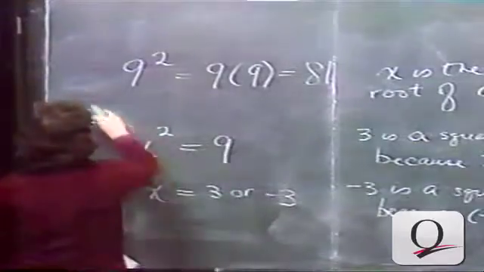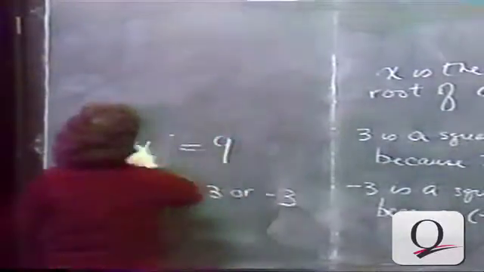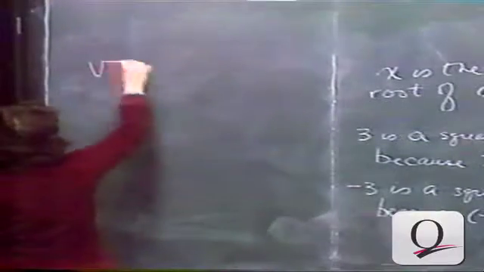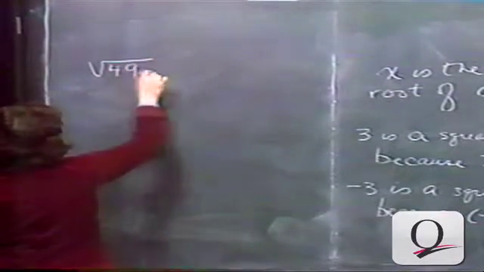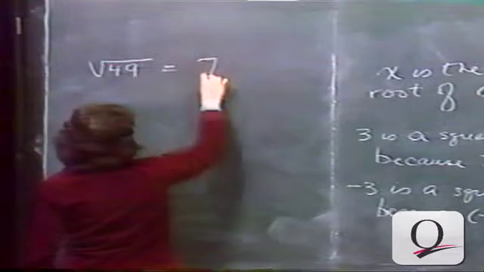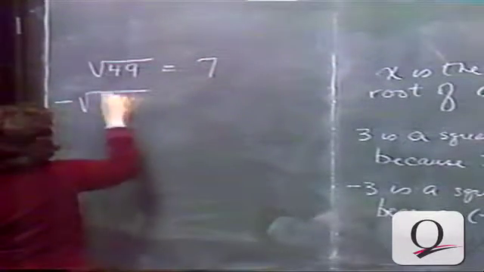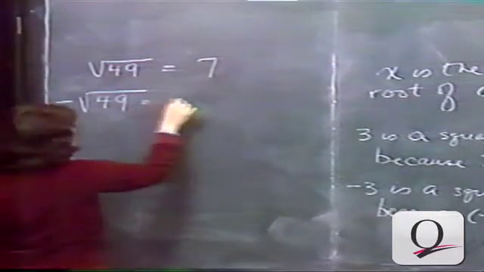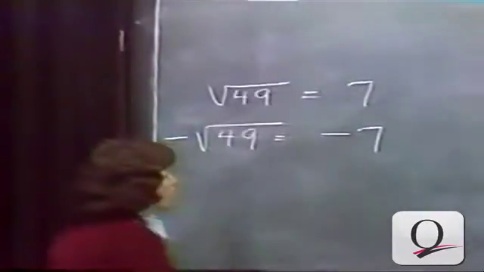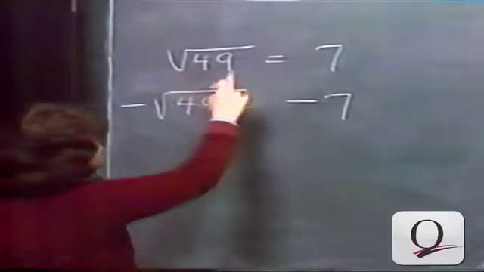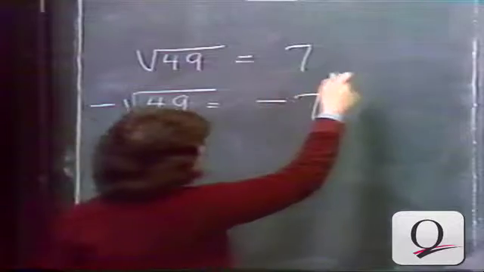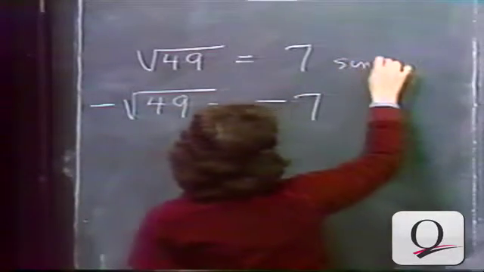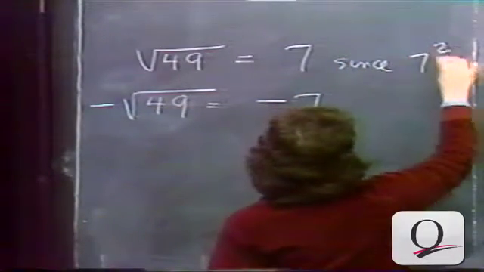Okay, now, the positive square root of 49, for example, is plus 7. The negative square root of 49 is minus 7. Okay, this is the same thing as saying the positive square root of 49 is 7, since 7 squared is 49.